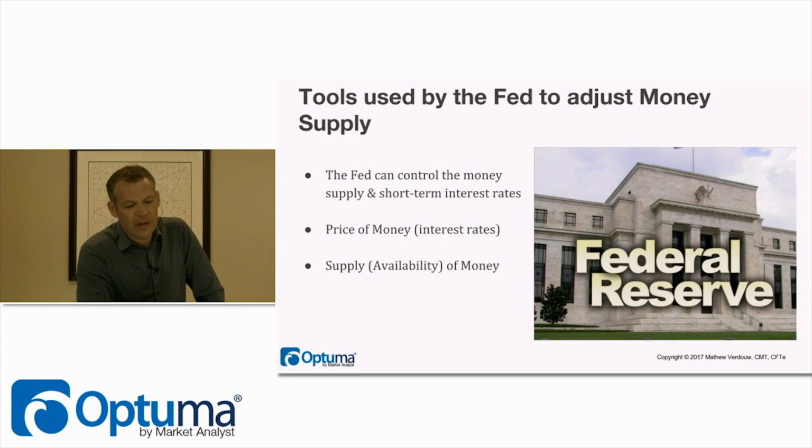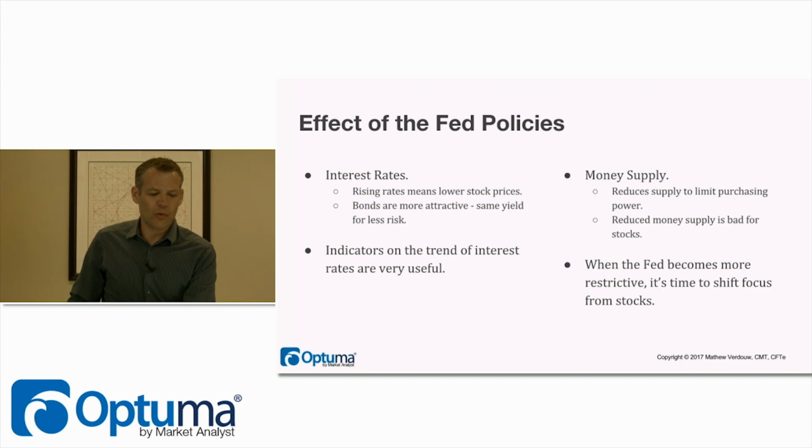Tools used by the Fed to adjust money supply. These are big ones that he'll watch as well. So the Fed controls money through two main ways. The first is obviously the short-term interest rates, and the second is through the supply of money. So quantitative easing and things like that. So those two ways, obviously rising rates mean lower stock prices. Talked about that many times.